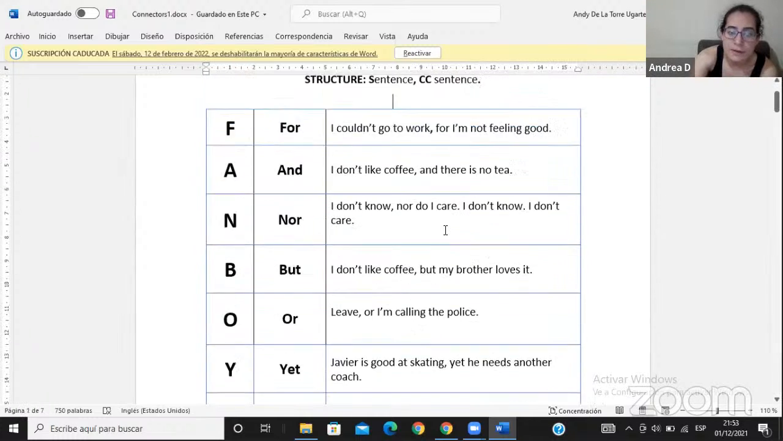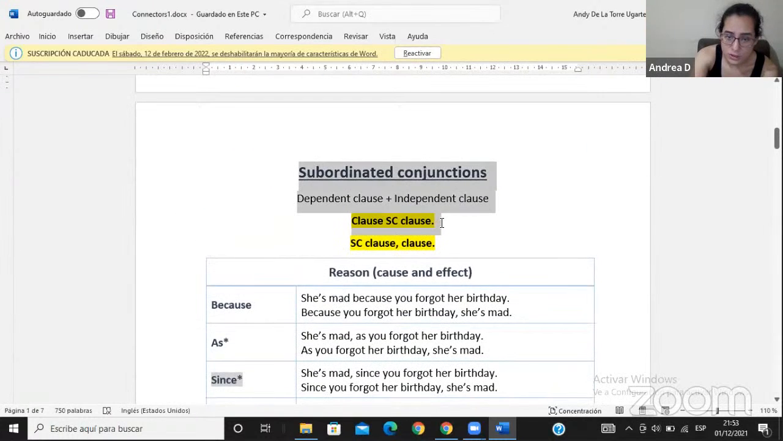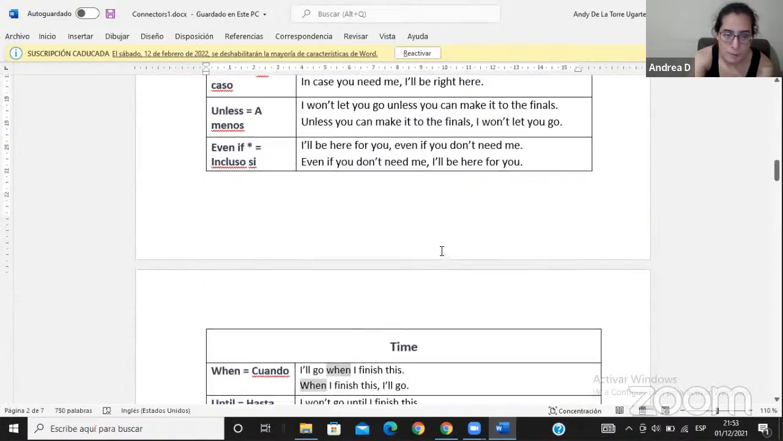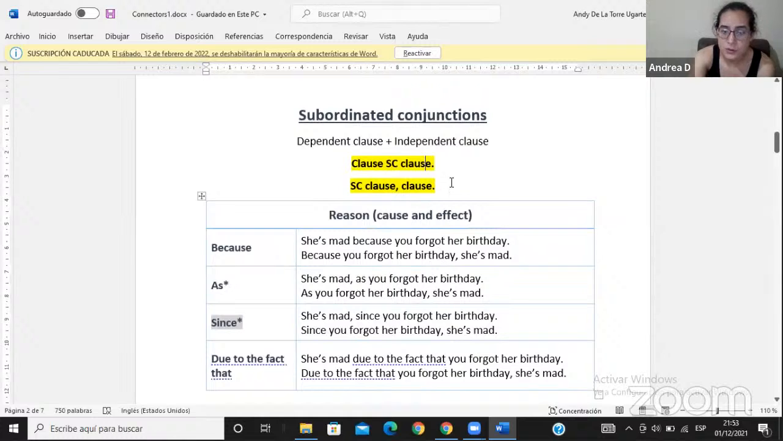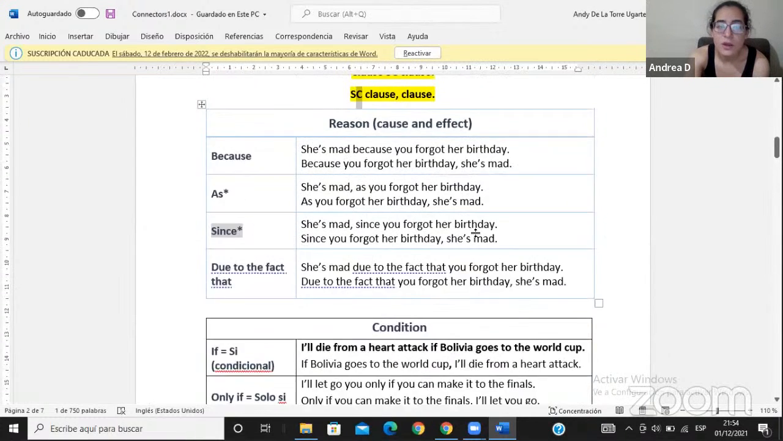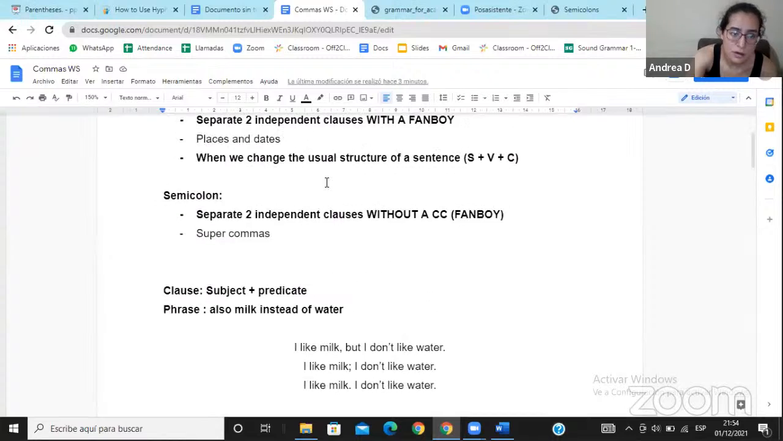With the fanboys, you can never change the order. But with the subordinating conjunctions, you can change the order. There are many of them. We're not going to go over them because it's not necessary. What you need to remember is the structure. When they are at the beginning of the sentence, like "because it rained," or "as the police officer turned his head," or "due to the fact that she's mad at me," that is when the complement of the sentence is at the beginning.